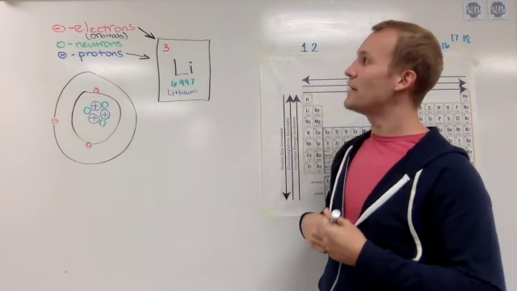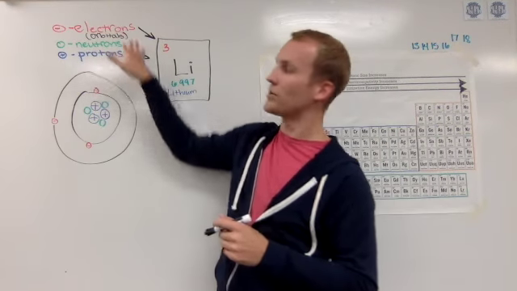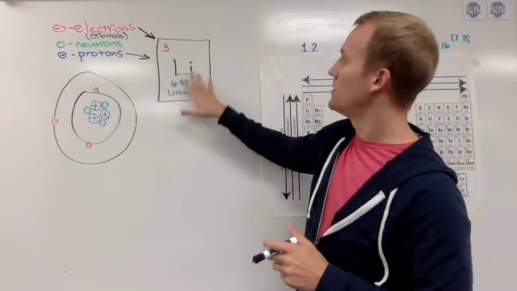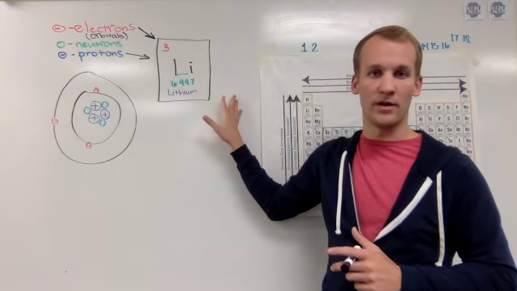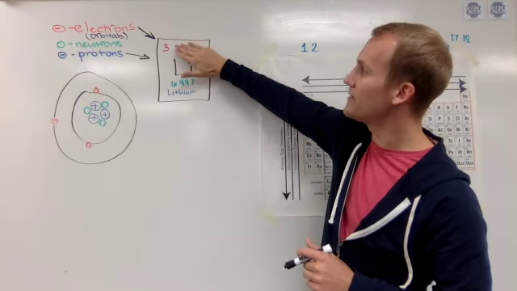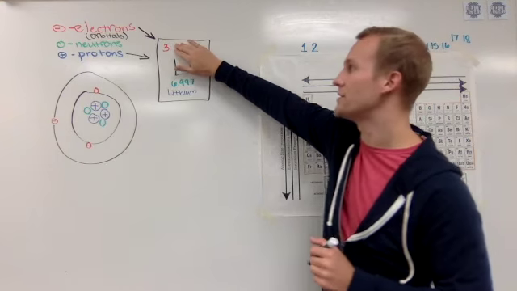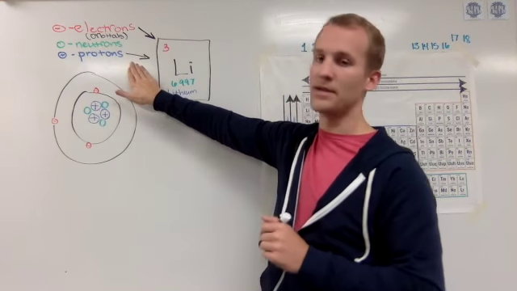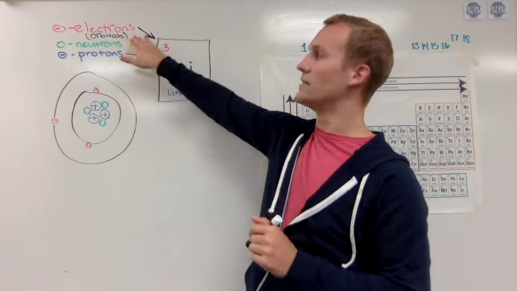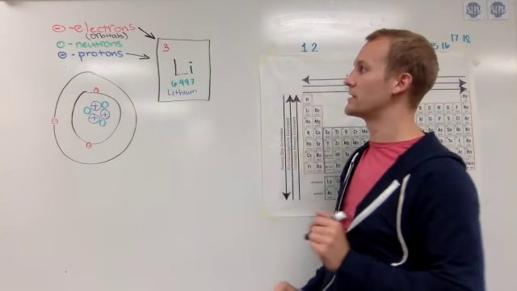Okay. Now, all of these particles are all intertwined with the information on the periodic table. Okay. Like I said, the atomic number is going to tell you the number of electrons and the number of protons. Unless you are an ion, then your electrons are going to change.